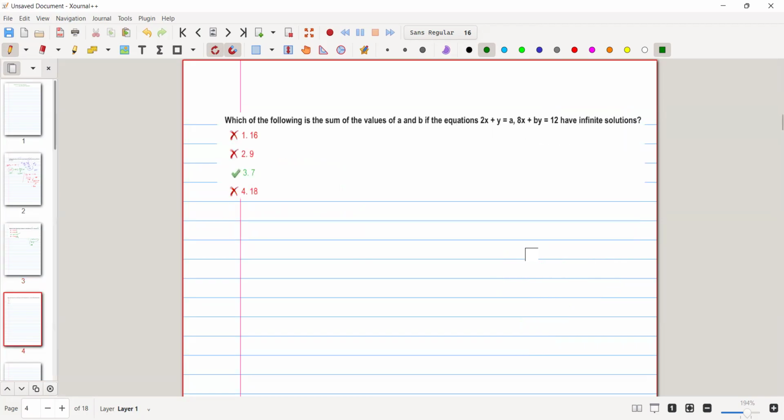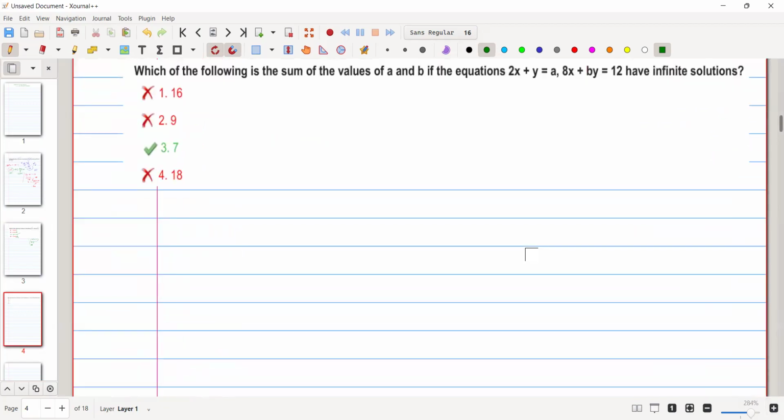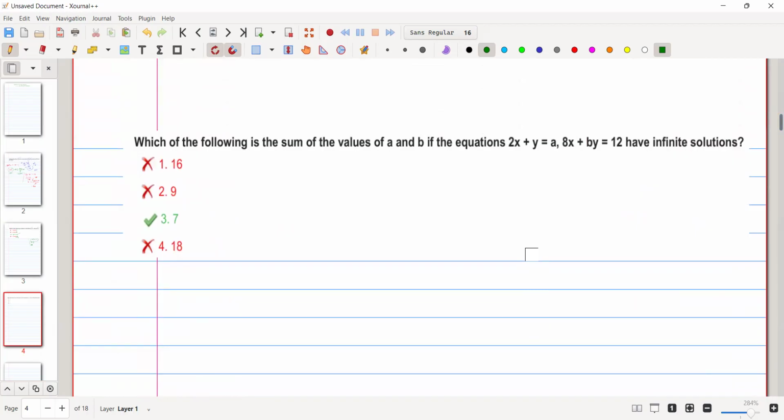So let's do the next one, this one. And for this problem, we need to verify options also, and that's why I gave these options. So right now, see which of the following is the sum of the values of A and B, if this equation and this one have infinite solutions. And you know what the rule for having infinite solutions is. The rule is that both the equations must be the same.